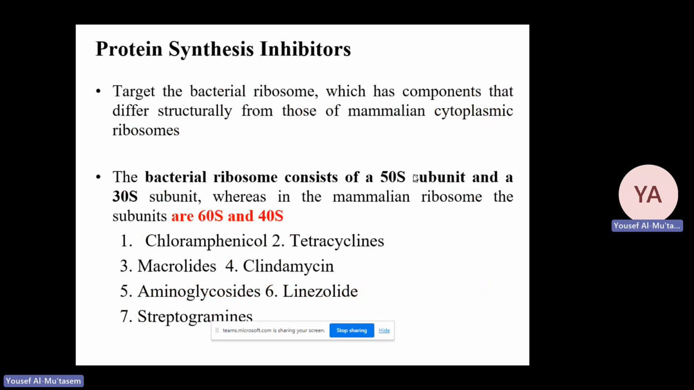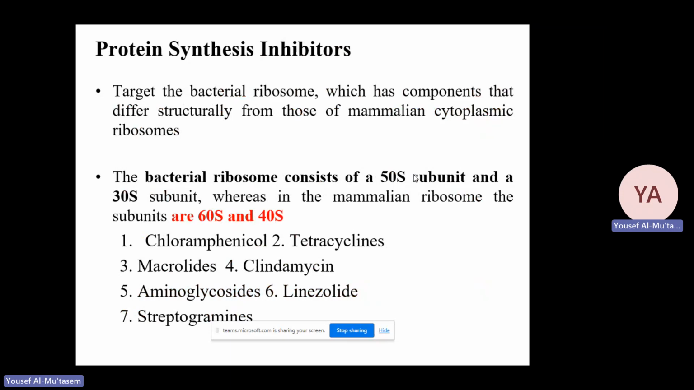Usually in humans, we have two subunits of the ribosome. The ribosome is the place where the messenger RNA is translated into a protein. We have two terms, transcription and translation. Transcription is when the DNA is transformed into messenger RNA, and translation is where the messenger RNA is converted to multiple amino acids and protein. The place where the translation happens is called the ribosome.